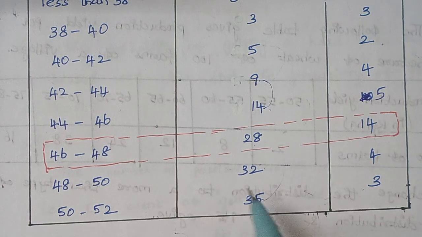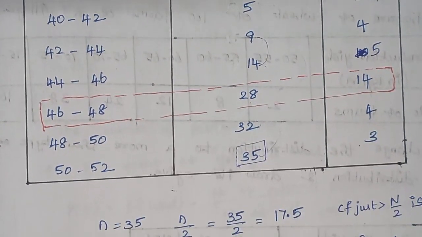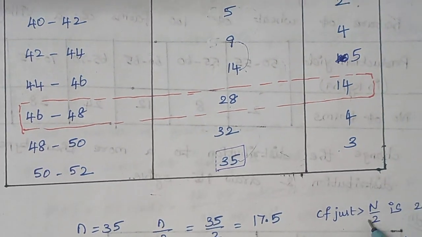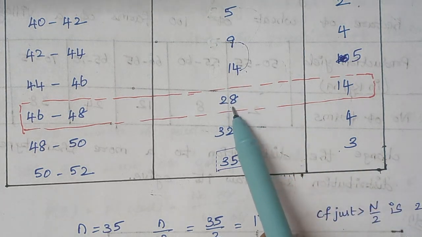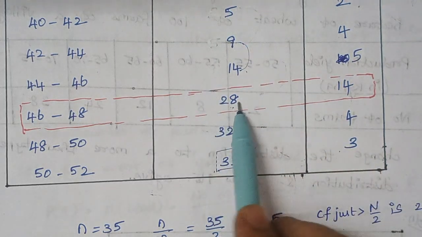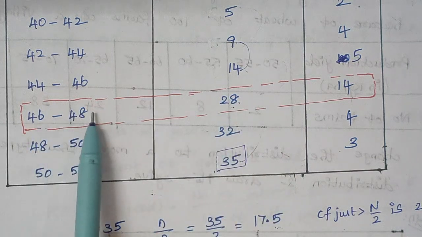So what is the value of n? Here the value of n is 35. Therefore n by 2 gives you 17.5. So the cumulative frequency just greater than n by 2. What is the n by 2 value? It is 17.5. So the value which is just greater than 17.5 is 28. This is our cumulative frequency column. So here it is 28, and the corresponding class here is 46 to 48.